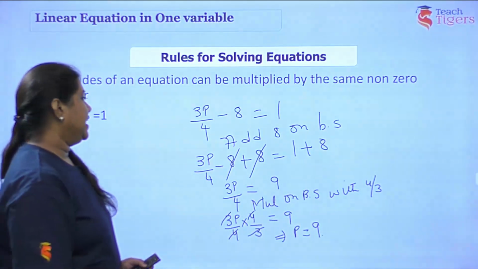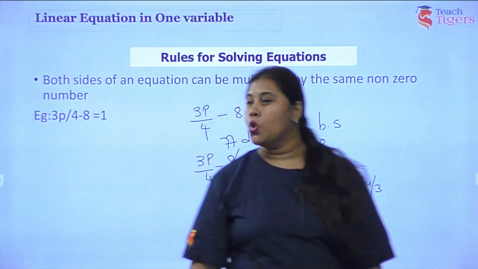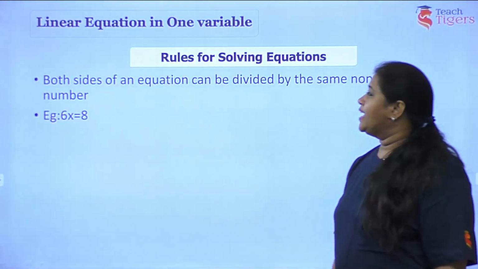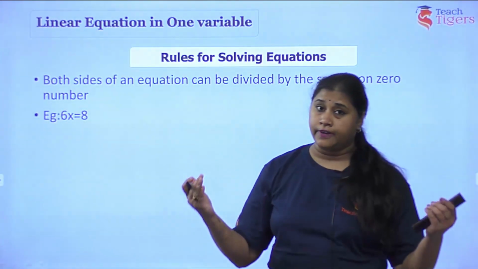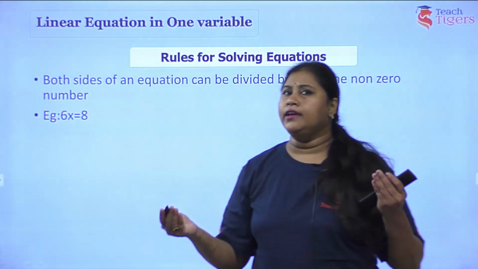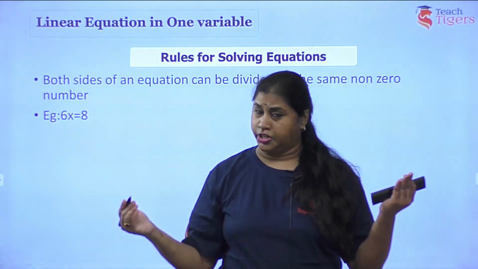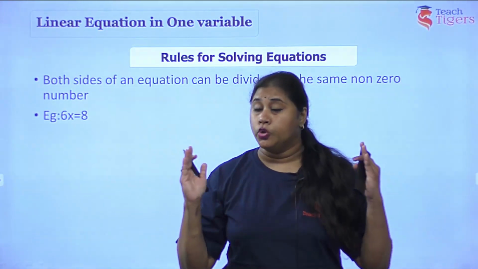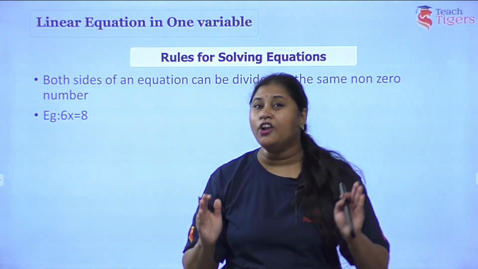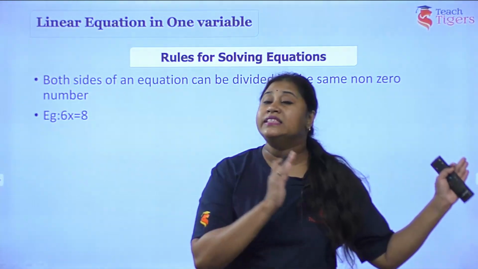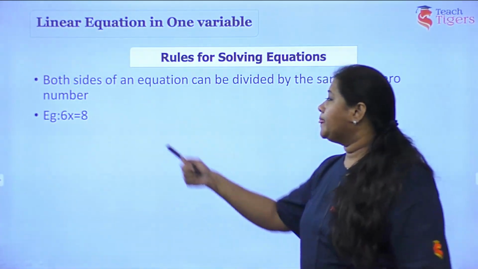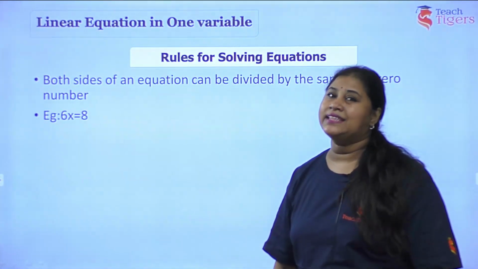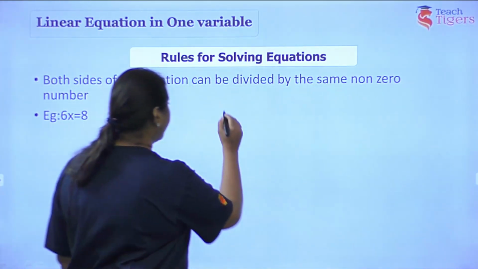Understood, guys? Yes. Next rule. What is the next rule then? The last rule: if you're dividing the LHS by any number or any expression, you have to divide the RHS also with the same number. Then the example I have is 6x is equal to 8.